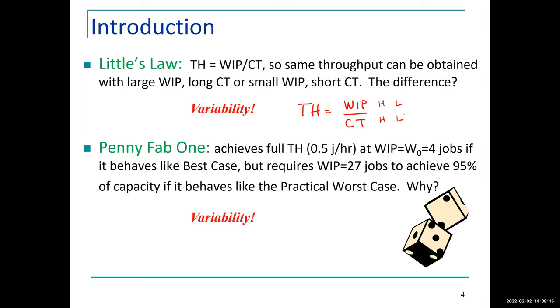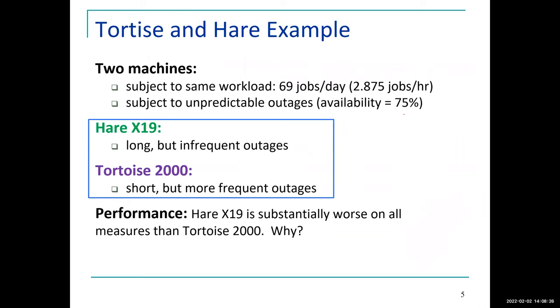So that's the lecture today. We want to start accounting for this variability in our processes and see how that variability impacts the performance of our system. We're going to look at an example just to illustrate the impact of variability. We're going to have two machines. They're subject to the same workload, which is 69 jobs a day, or 2.875 jobs an hour. And both of them are subject to unpredictable outages. Both of them are going to be available about 75% of the time. But there's a difference between when these outages are going to happen.